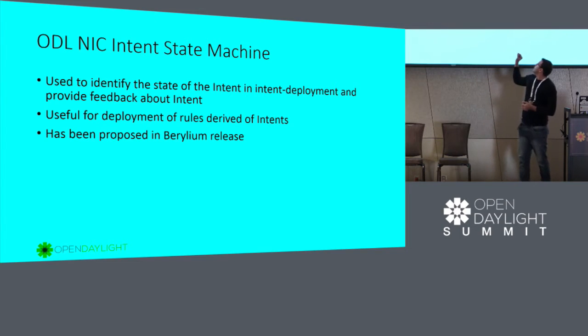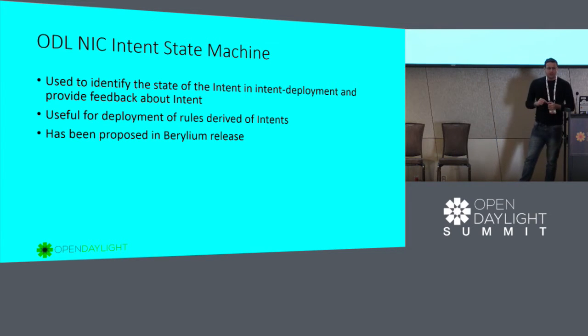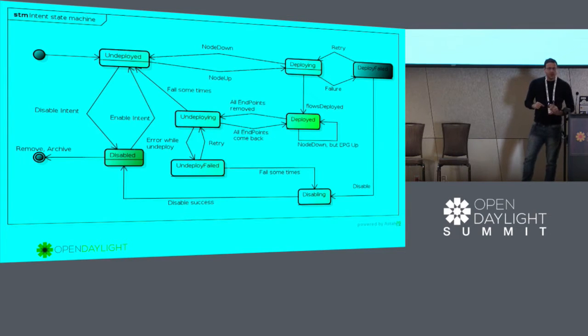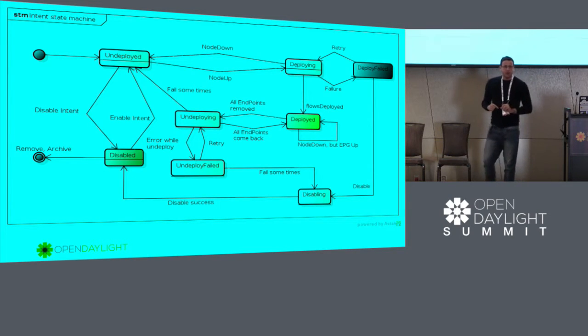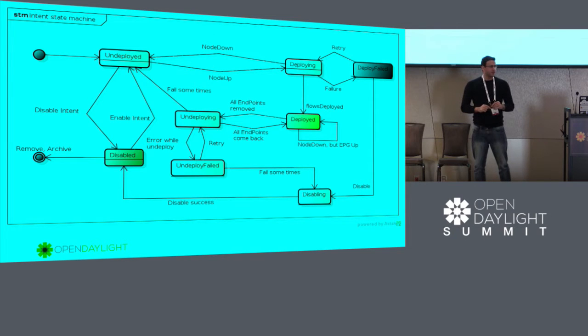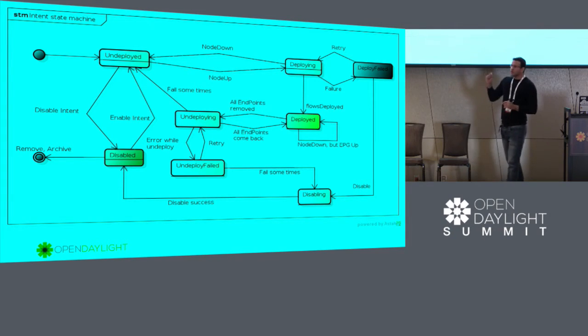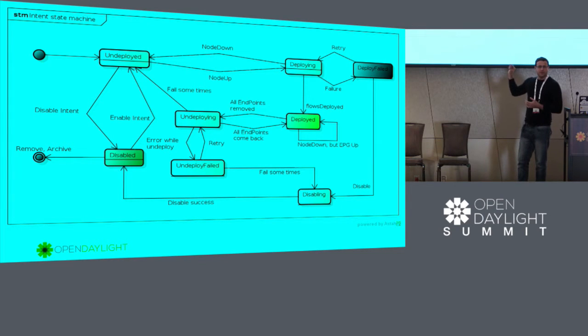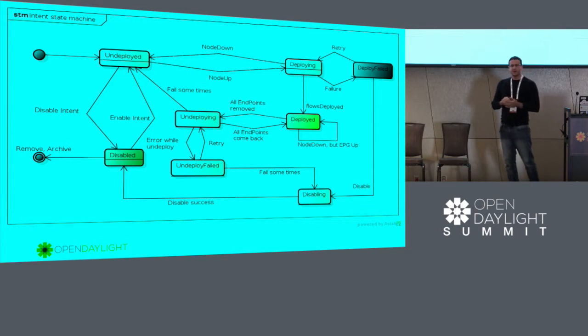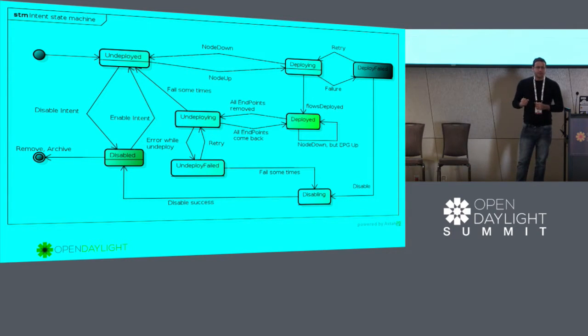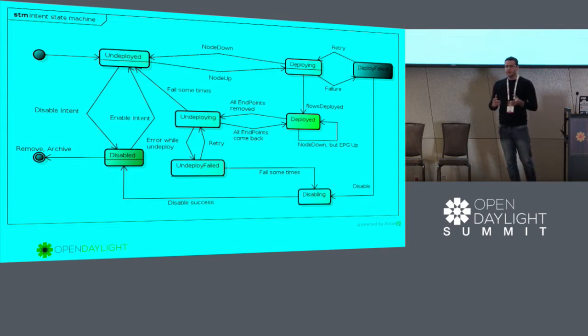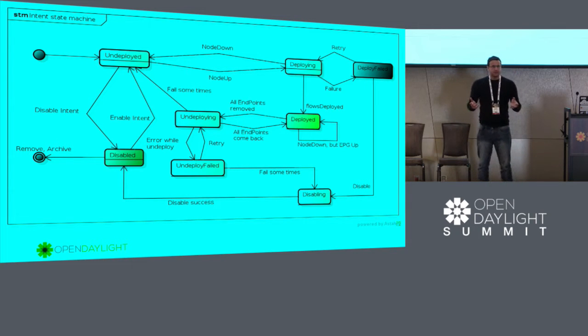And we proposed this in the Beryllium release. Currently, we have this implementation there. We have the engine for the intent state machine already implemented in Beryllium, where all those intents will start as undeployed. Once we have this intent created and in the undeployed state, the NIC project will verify whether all the nodes that compose this intent are up in the topology. Because do you agree with me that it doesn't make sense to have the flows on the switch if the node is not up in the topology, right?